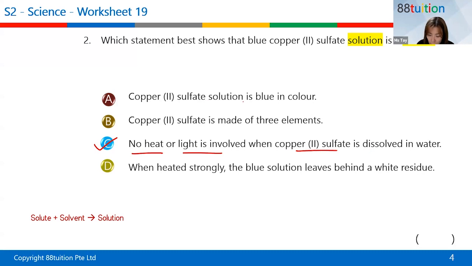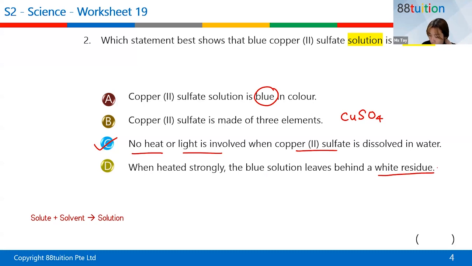Okay, copper(II) sulfate solution is blue. Blue doesn't mean anything. Copper sulfate is made up of 3 elements, and we know that it's actually copper, sulfur, and oxygen. This is the formula for copper(II) sulfate. Now, when heated strongly, the blue solution leaves behind a white residue.